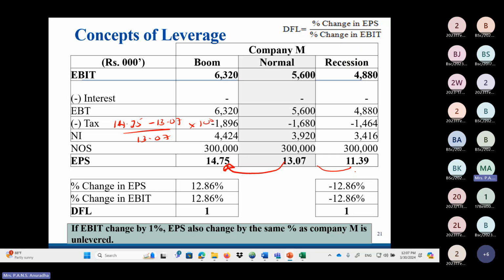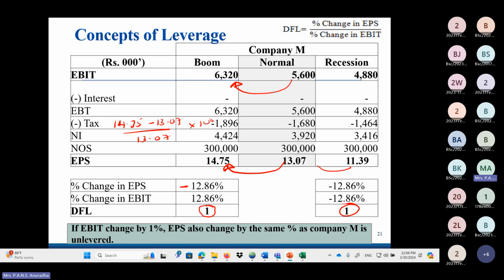Here from here to here, percentage change in EBIT, earlier also we calculated, was 12.86. So you can see percentage change in earning per share divided by percentage change in EBIT, degree of financial leverage is 1. Degree of financial leverage is 1. What does it mean? If EBIT increased by 1%, earning per share also increases by 1%. If EBIT decreased by 1%, earning per share also decreases by 1%.